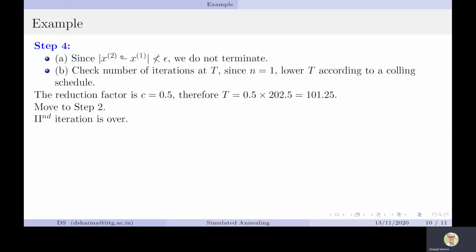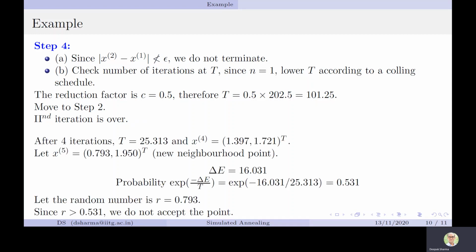Now here again we check the termination condition, and in that case these 2 points are a little far apart, so we do not terminate. Similarly, n equals 1 and we have an iteration, and then at that particular temperature T, we will be reducing the temperature with C equals 0.5. So the new T will become 0.5 multiplied by 202.5. That gives me 101.25. And then we again move to step 2. And that makes our second iteration over.